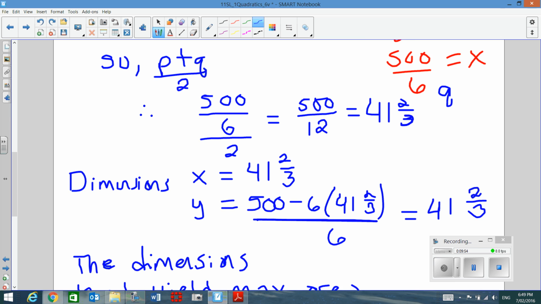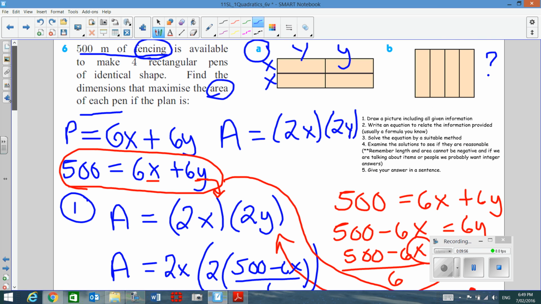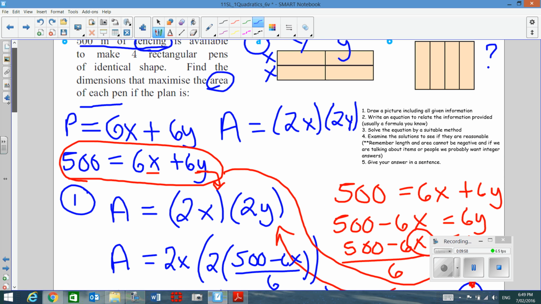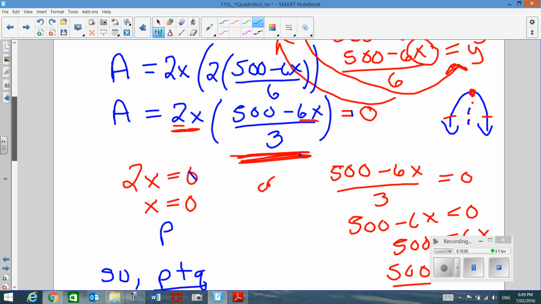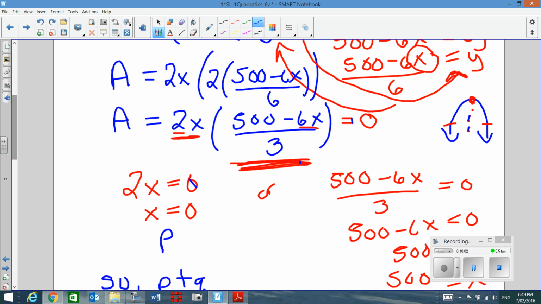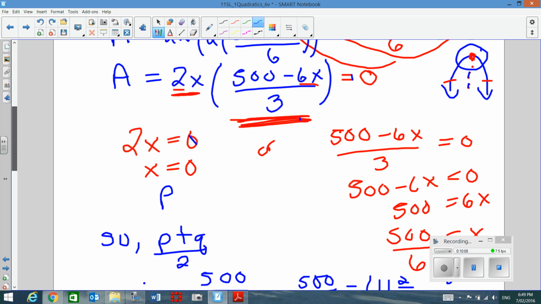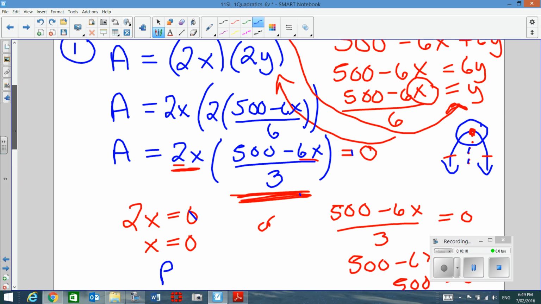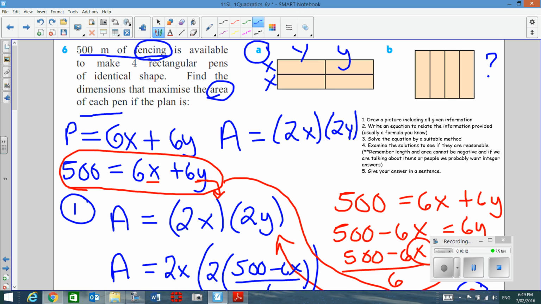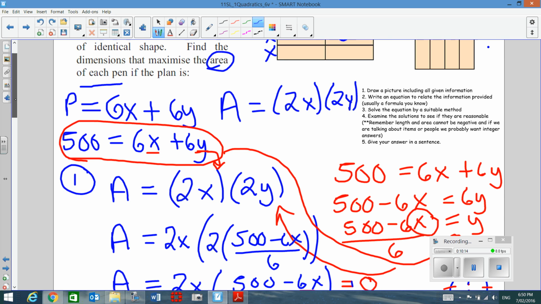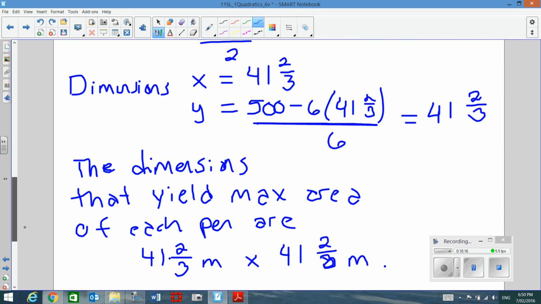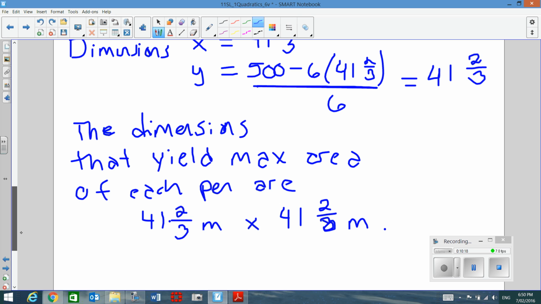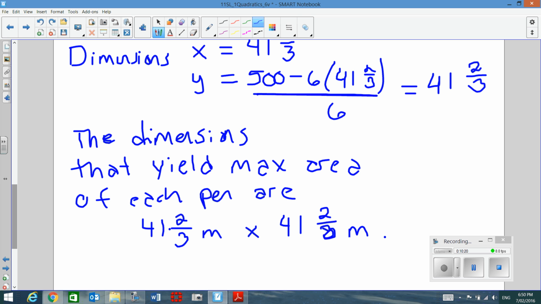Let's make sure we answer the question. Find the dimensions that will maximize the area. So we found an equation for the area. We knew that if we found the maximum value of that quadratic equation, we would have the max value for our area, which then we would use the dimensions that created that. So let's go ahead and look back. The dimensions that yield our max area of each pen are 41 2/3 meters by 41 2/3.